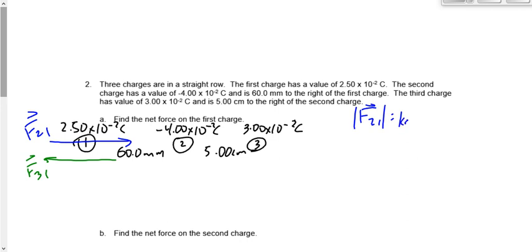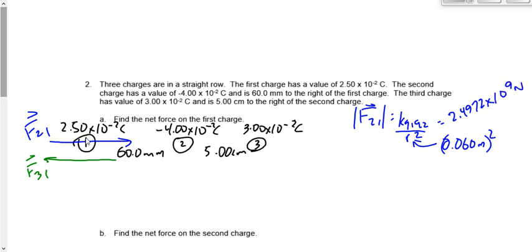F21 is kQ1Q2 over r squared. R, though, well, be careful here. R is what? 60 millimeters divided by 1,000 is 0.060 meters. And then, of course, you've got to square that. When you solve for F21, you end up getting 2.4972 times 10 to the 9 newtons.